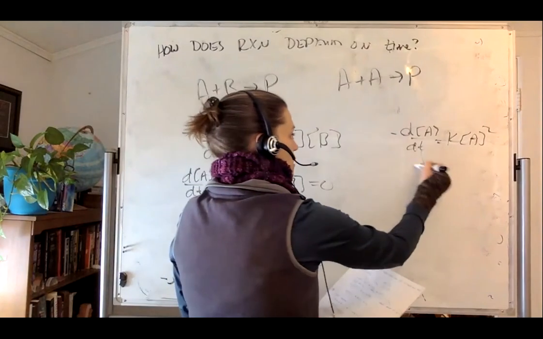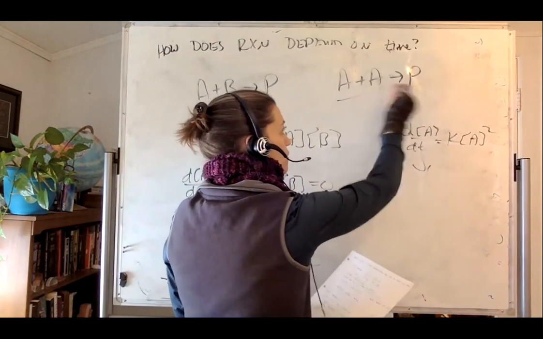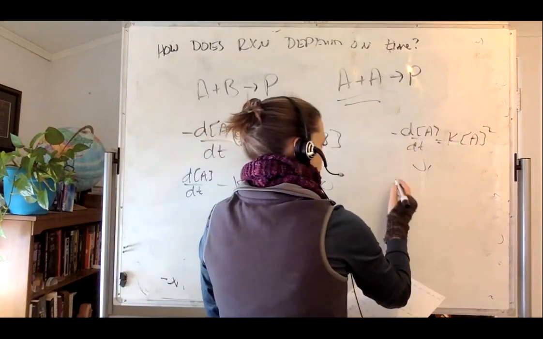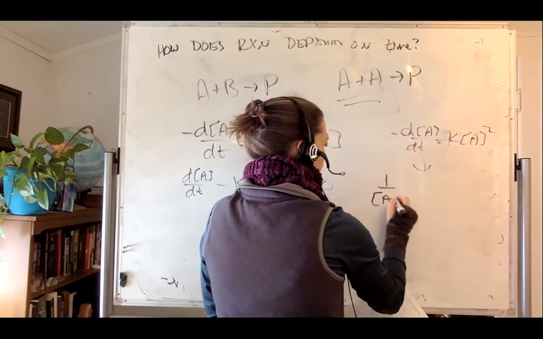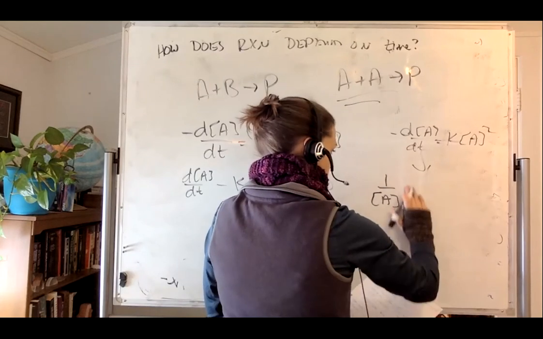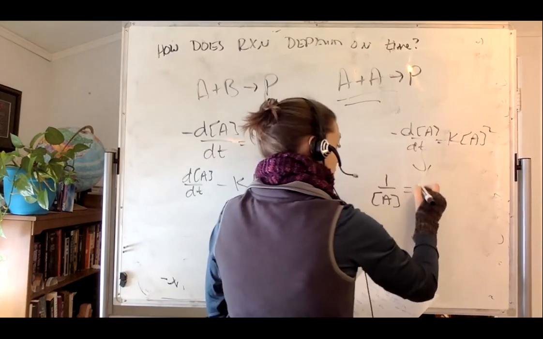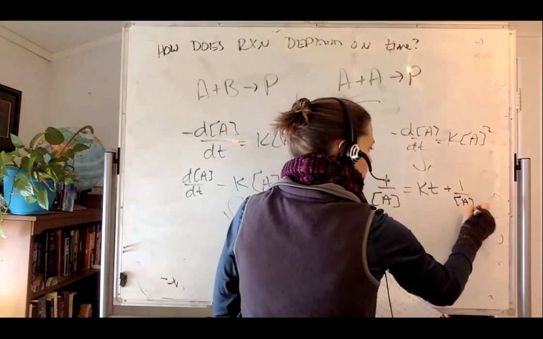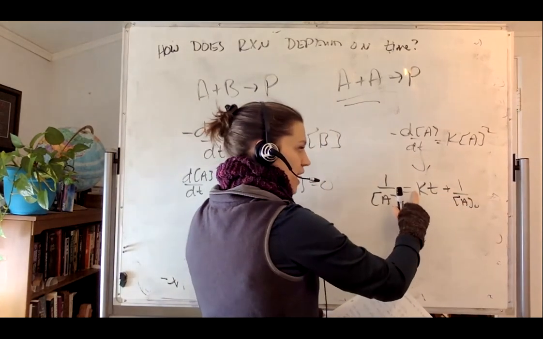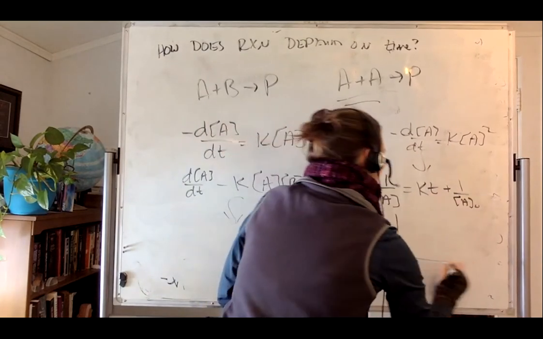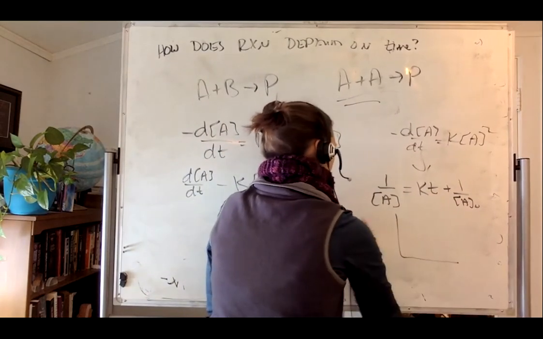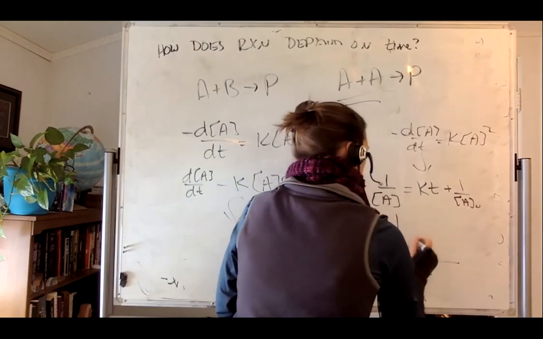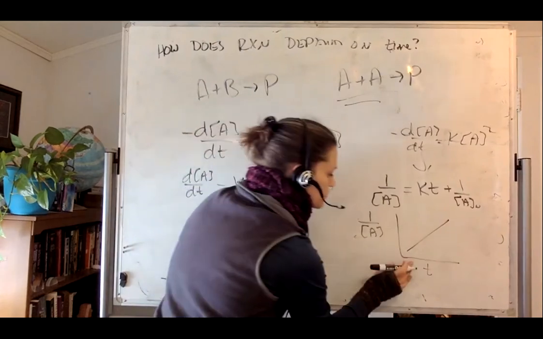If you do the same thing for here, where you only have 2 A's and not the AB, you would end up getting, as the final result, 1 over A equals positive KT plus 1 over A0. I always get the negative signs wrong here. So 1 over A is equal to positive KT plus 1 over A0. And if you were to plot that as 1 over concentration of A versus time, you would get a positive slope.